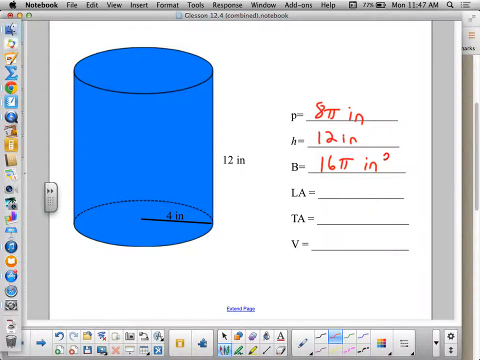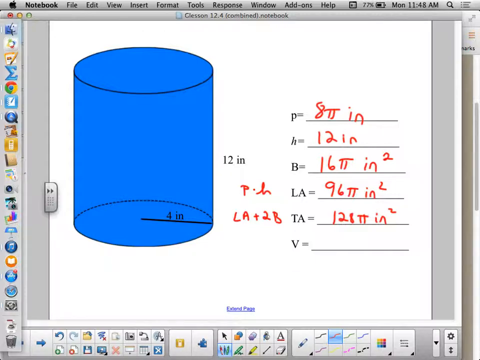16 pi inches squared. The lateral area, again, we just go back to our formula. It's the same formula as before. It's the perimeter of the base times the height. Well, I have the perimeter of the base. I have the height. That's why we're using this format, because it lays out everything I need to know. So 8 pi times 12 is going to be 96 pi inches squared. The total area is the lateral area plus 2 bases. Well, that'd be 32 pi plus 96 pi is 128 pi. And again, it's still inches squared because it's an area.